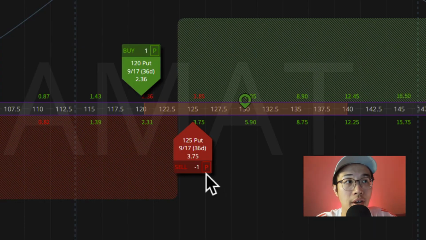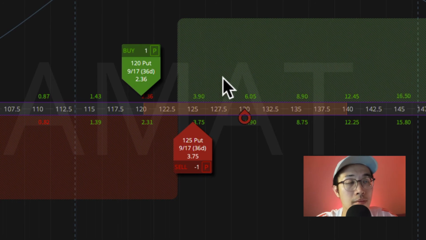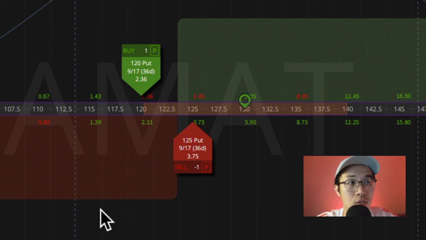If we come over to the payout diagram, as long as the stock price is above the short strike of $125, then I will receive the maximum profit for this trade. And if it falls below the long strike of $120, then I will have the maximum loss for this trade. And this will be as of expiration date, which is 36 days into the future.